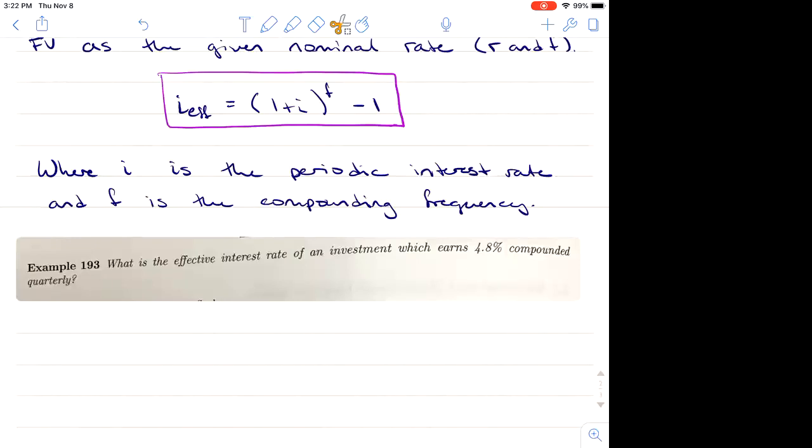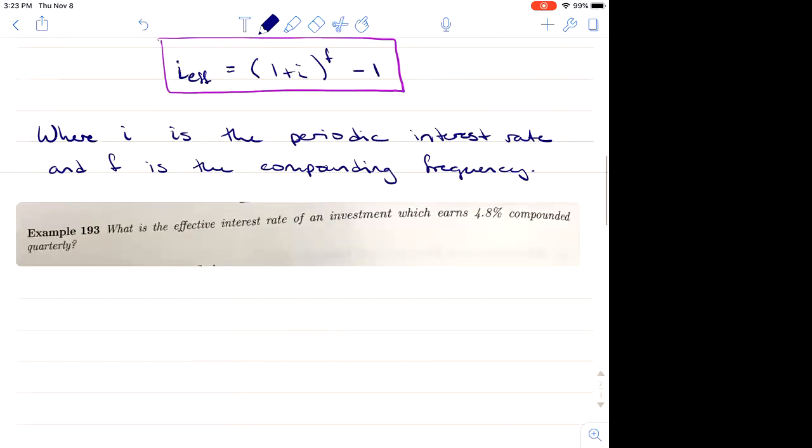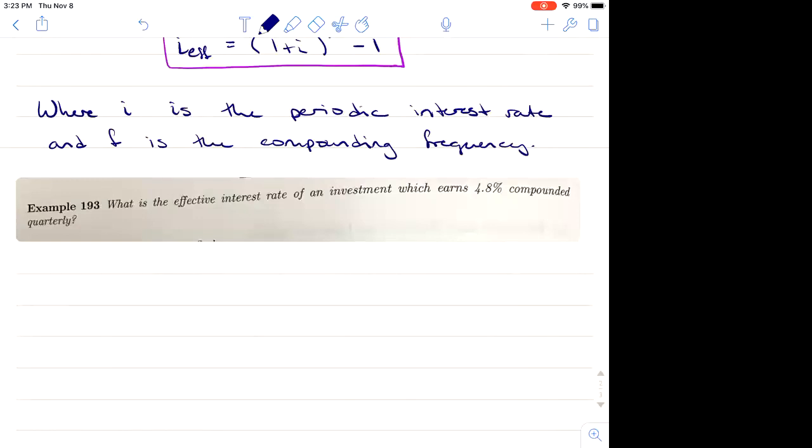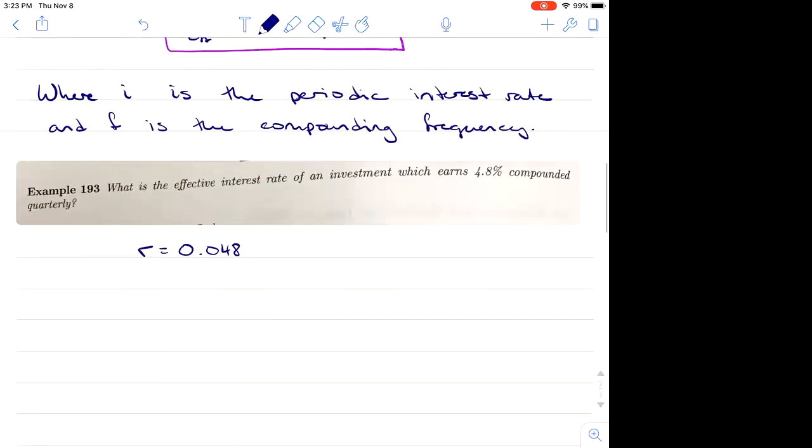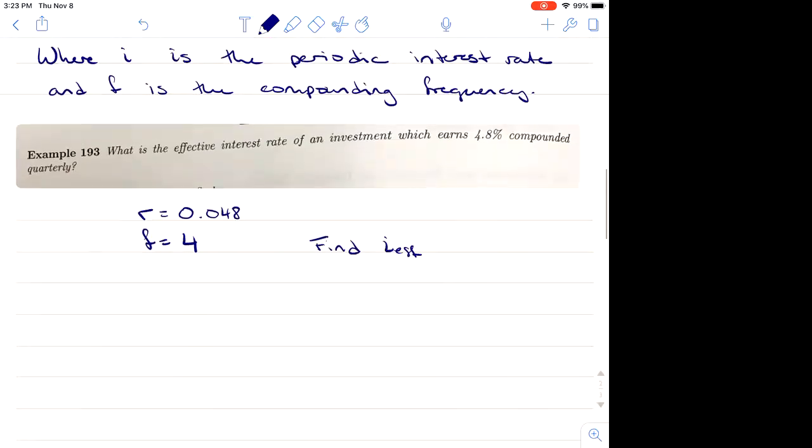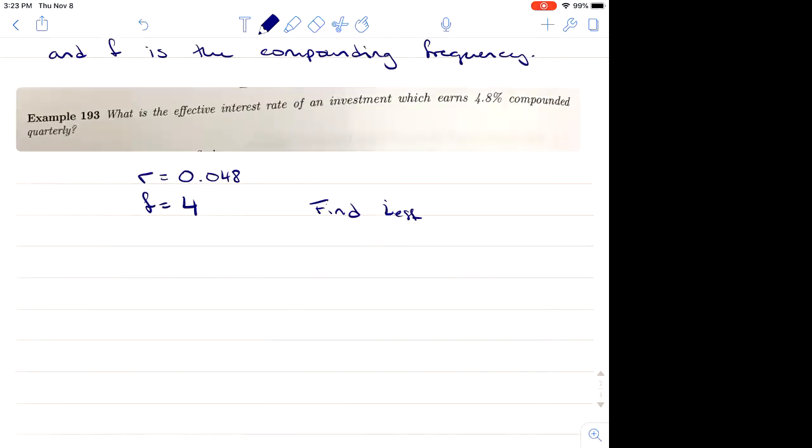What is the effective interest rate of an investment which earns 4.8% compounded quarterly? So we're just wondering, what's the effective interest rate? What are we given? We're given that R is 0.048, and the frequency is quarterly, so 4. And we have to find the effective interest rate. So then we can just use our formula.